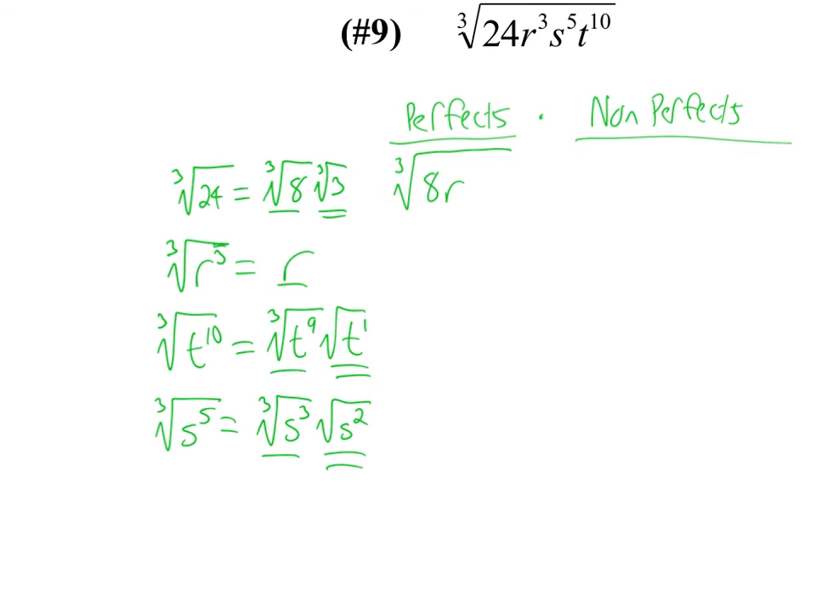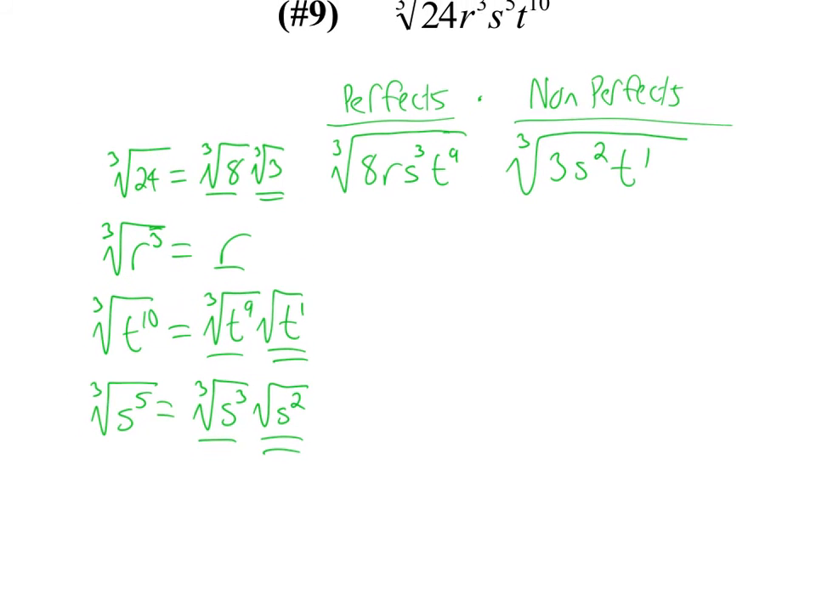So we also need, under our perfects here, s to the 3rd. We need t to the 9th. And then in the non-perfects, I'm not sure how this is going to record. Hopefully it can make sense by the time I'm done writing it here. Our non-perfects are going to be 3, actually, we're going to do s first. We have s squared, and then we have t to the 1st.